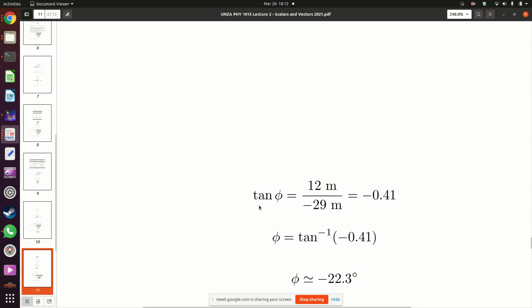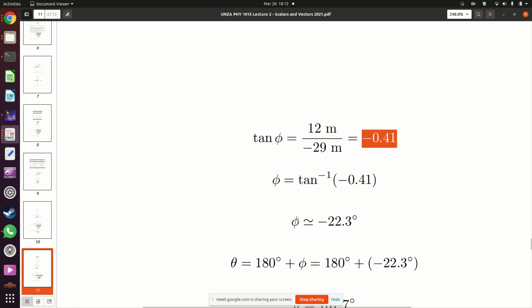So when you do this, tan phi is equal to, the thing on top is 12 meters, then the x component is minus 12 meters, minus 29 meters, and you divide them, you get yourself minus 0.41. And from this, you get phi as tan inverse of minus 0.41, and your answer is phi is equal to minus 22.3 degrees. So in both cases, phi is the same angle. It's minus 22.3 degrees.